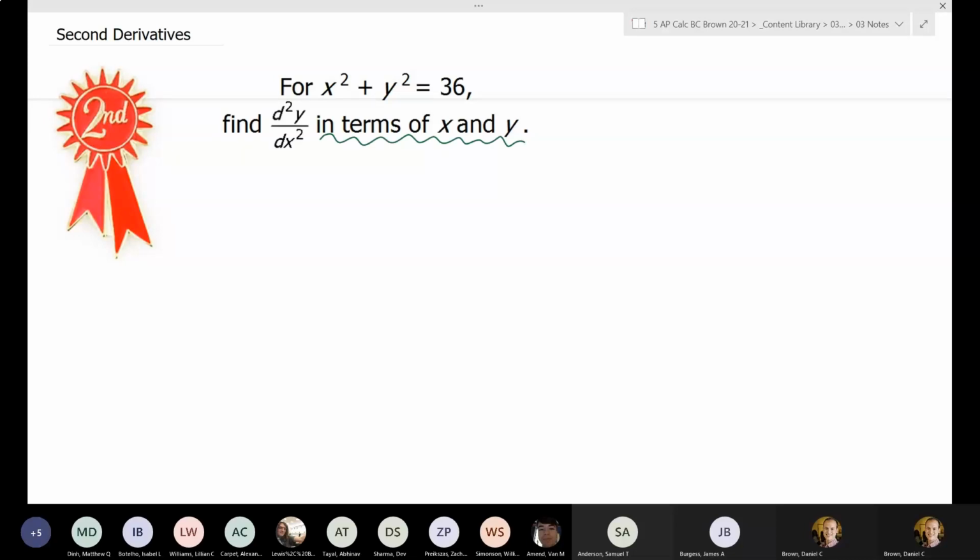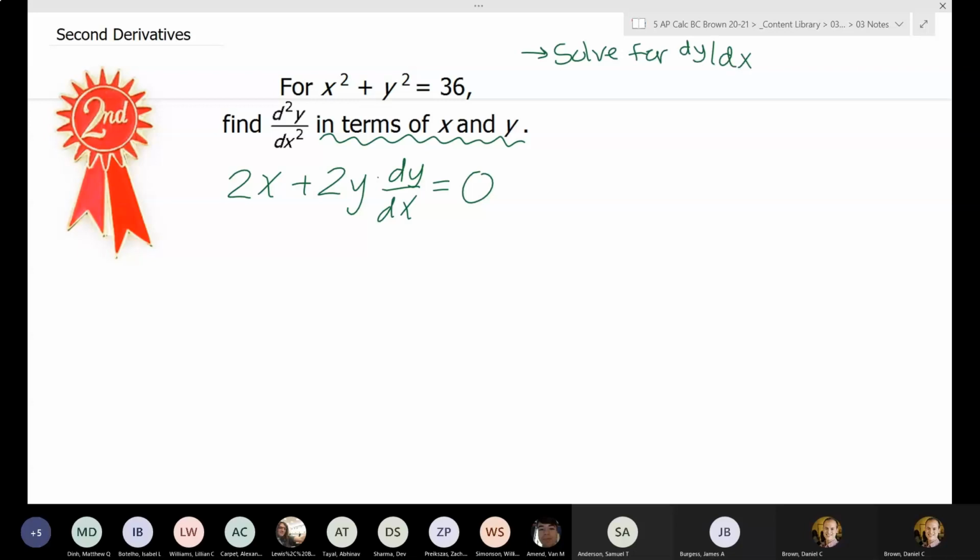So let's just go ahead and start finding the derivative. I have x squared plus y squared is equal to 36. Taking my derivative, that becomes 2x plus 2y times dy/dx is equal to 0. When you're finding the second derivative, one hint I will give you is to solve for dy/dx, because taking the derivative when dy/dx is isolated is going to be a whole lot easier to deal with. So I'm going to go ahead and subtract the 2x from both sides and then divide by the 2y, since that's 2y times dy/dx.